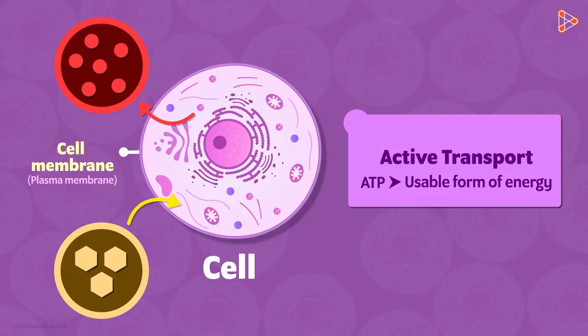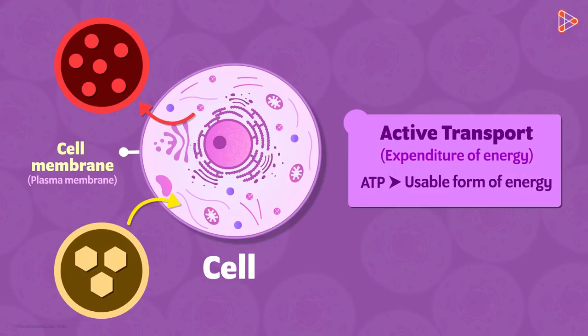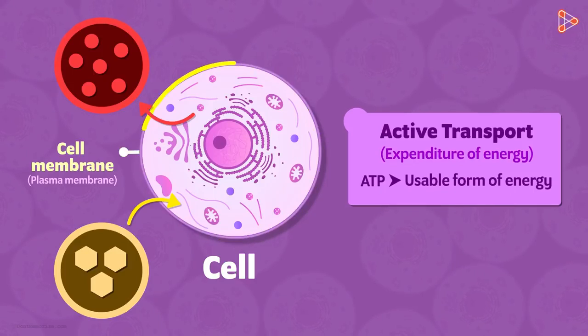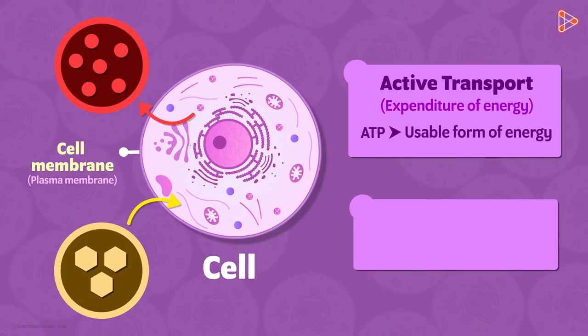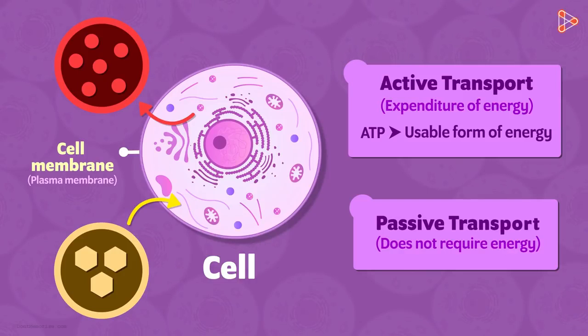That is, active transport requires expenditure of energy. The transportation is carried out by protein molecules present on the cell membrane. On the other hand, diffusion does not require energy. Hence, it's a type of passive transport. So, movement of molecules without spending energy, as in the case of diffusion, is passive transport. Similarly, movement of molecules across the membrane with the expense of energy is active transport.